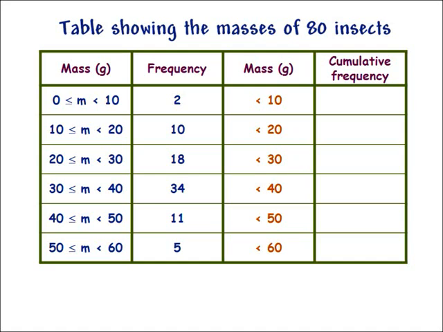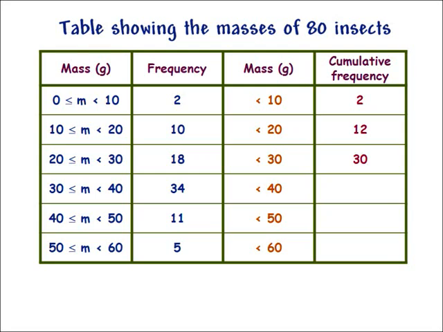Now we complete the cumulative frequency column. The values that we're going to fill in are the numbers of insects that have masses as indicated in the mass column that we just completed, in orange. 2 insects weigh less than 10 grams, so we write 2. 12 insects weigh less than 20 grams, so we write 12. These insects are the 2 that weigh between 0 and 10, as well as the 10 that weigh between 10 and 20. 30 insects weigh less than 30 grams, which is 2 plus 10 plus 18.